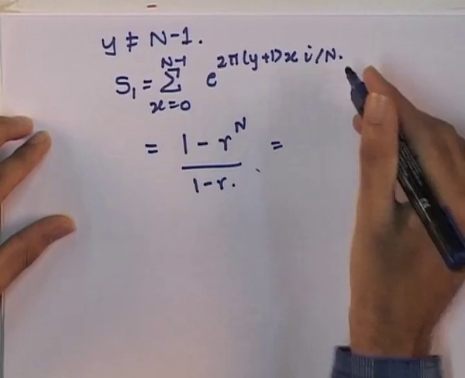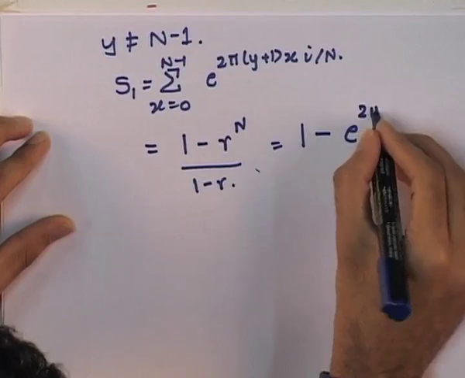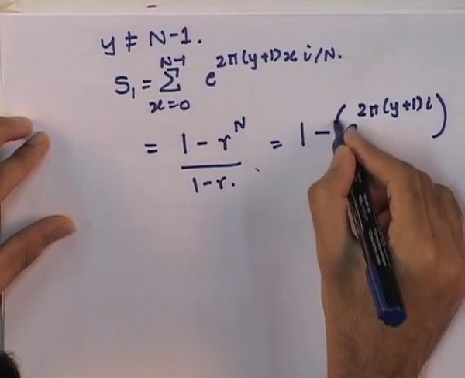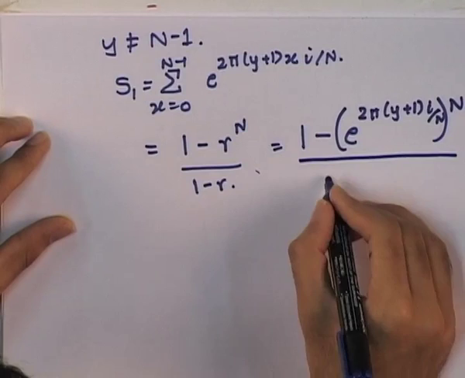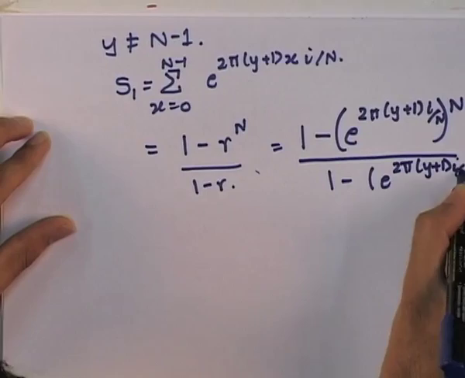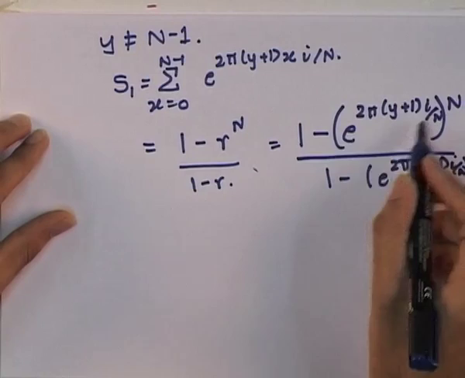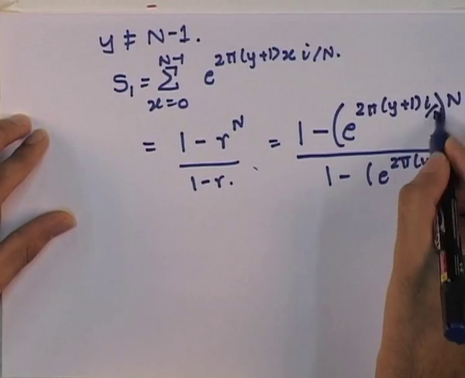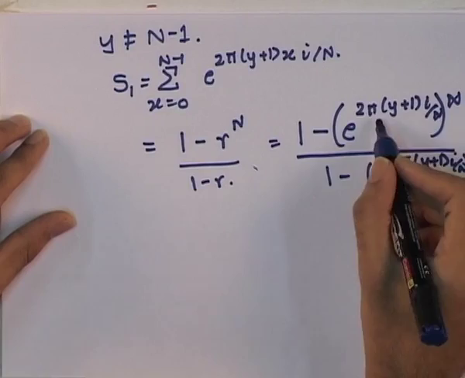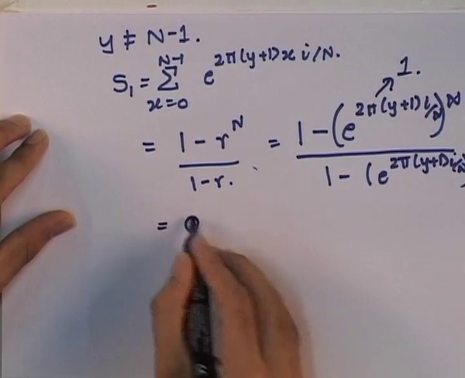So, this is given by 1 minus e raised to 2 pi (y plus 1) i, this is the ratio, raised to n, upon 1 minus e raised to 2 pi (y plus 1) i by n. Now clearly the numerator is 0. It is 0 because the second term is e raised to 2 pi (y plus 1) i, the n cancel each other out. So this is e raised to an integer multiple of 2 pi, which is 1. So the numerator is 0.